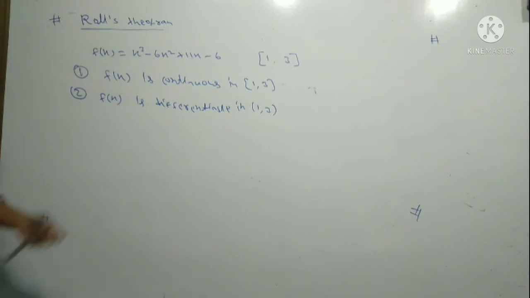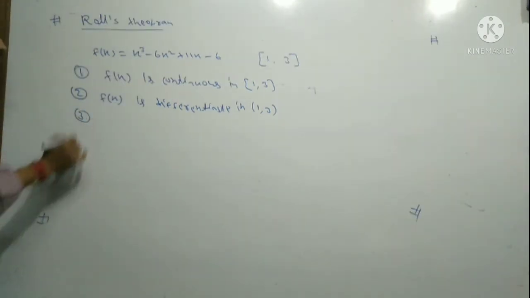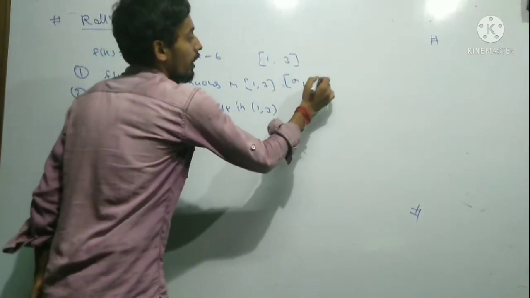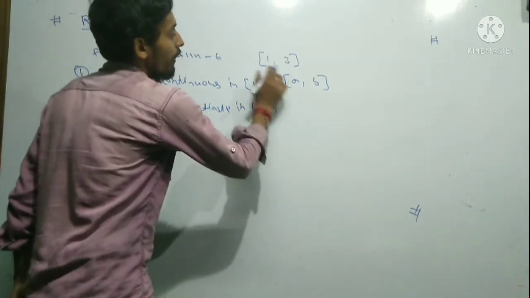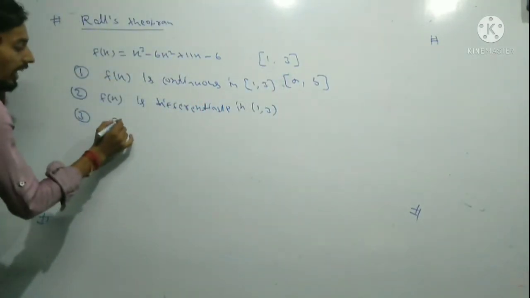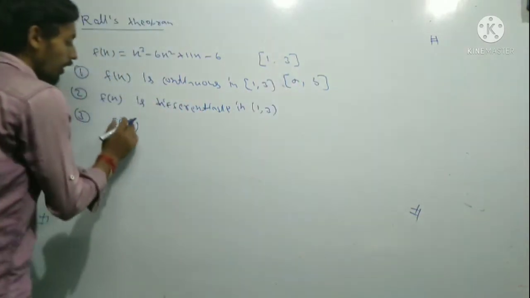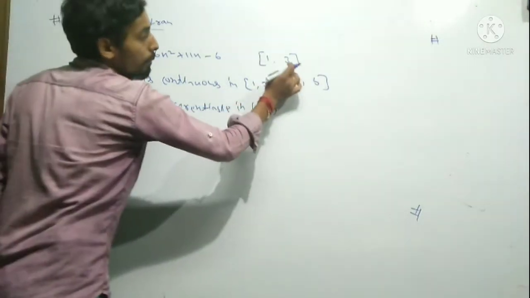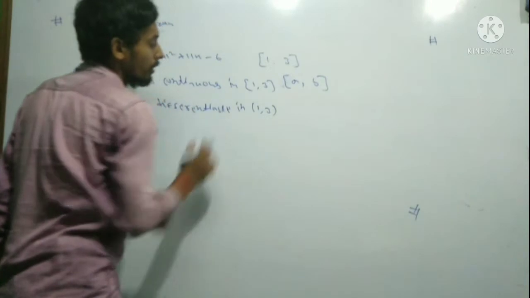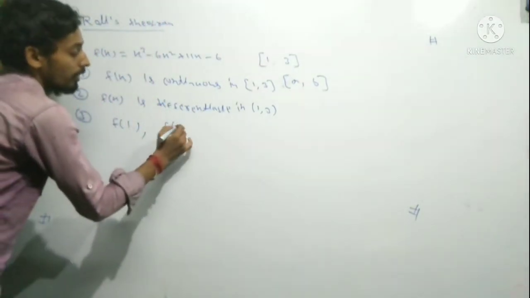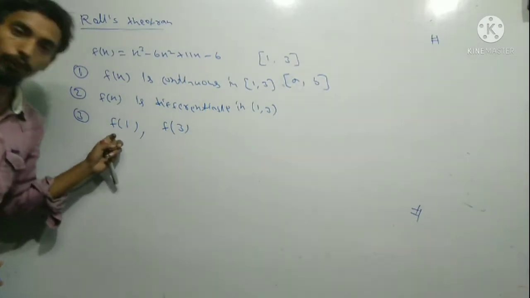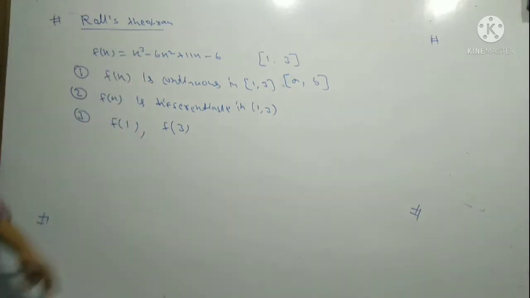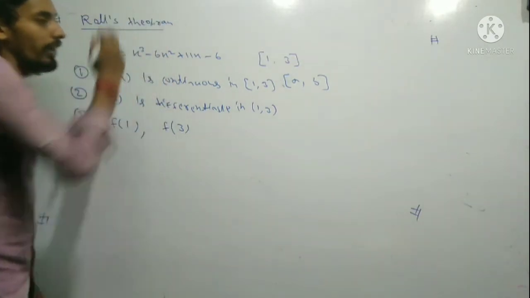So we check the third condition. What is that third condition? f(a) equals f(b). Here we compare the values of a and b. The value of a is equal to 1, and the value of b is 3. So we find f(1) and we find f(3). If those values are equal, then the third condition will be satisfied, and the Rolle's theorem is verified.